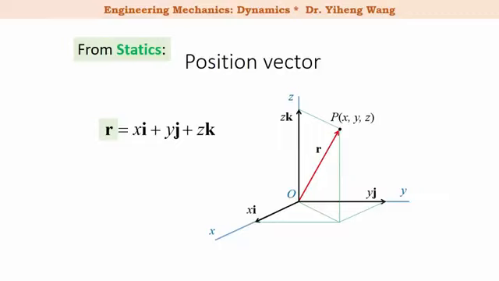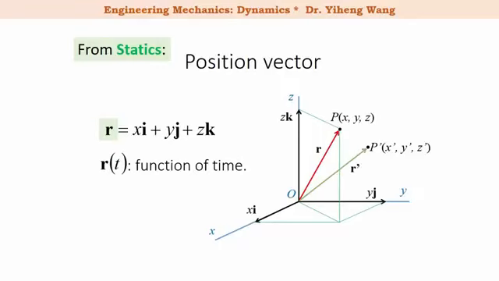As long as there's motion within the same coordinate system, position is a function of time. So after some time, this particle has moved to a new location with new coordinates x prime, y prime, and z prime, and its position is now represented by a new position vector r prime. The change in position of this particle, which is r prime minus r, is defined as the displacement. As you can see, displacement is also a vector.